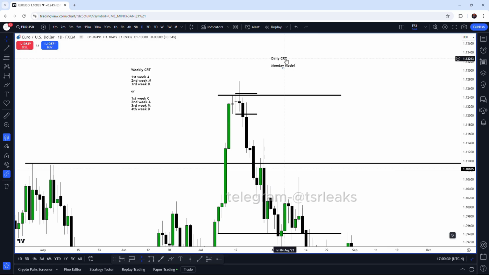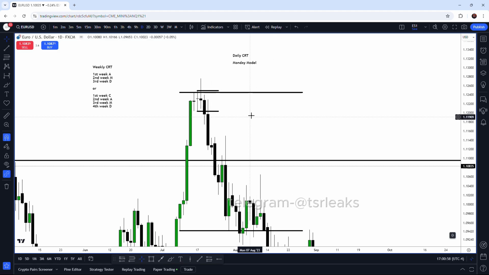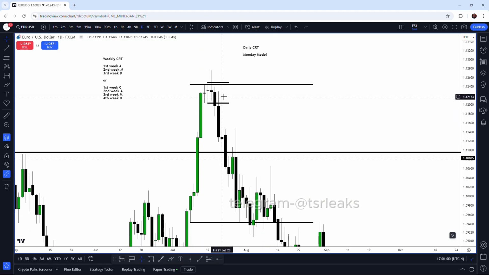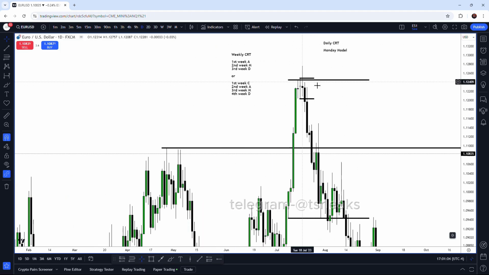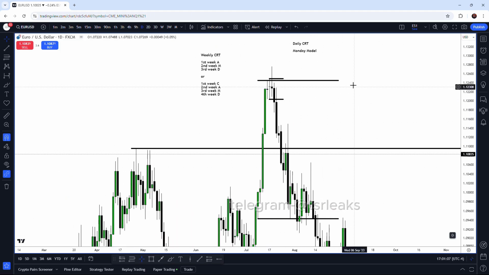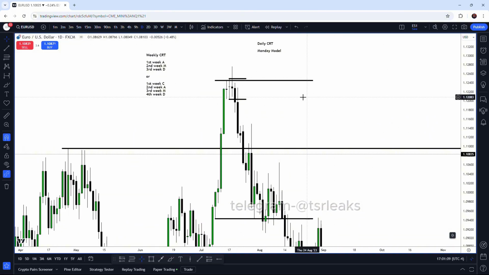Now there's another model, and Romeo calls it the Wednesday model. Sometimes instead of the turtle soup occurring on Tuesday, it will occur on Wednesday. This is traded the same exact way. Anyways, we have a daily CRT within a weekly CRT, and we are bearish. Why are we bearish? We are at the high of a range. You want to sell at the highs.